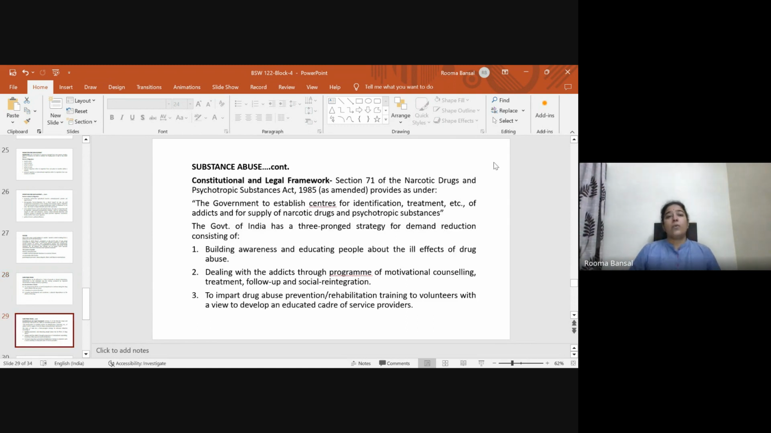Our next point is, what is the constitutional and legal framework to reduce substance abuse in the society? Here, section 71 of the Narcotic Drugs and Psychotropic Substances Act 1985 provides for the government to establish centers for identification and treatment of addicts and for supply of narcotic drugs and psychotropic substances. The government of India has a multi-pronged strategy for demand reduction consisting of: number one, building awareness and educating people about the ill effects of drug abuse. It means spreading awareness.